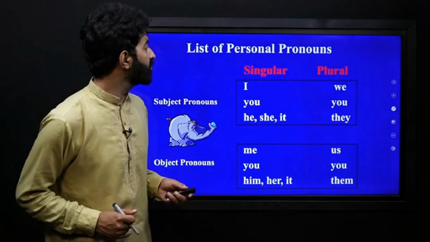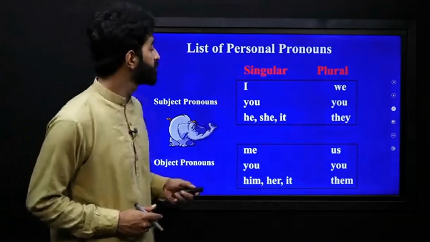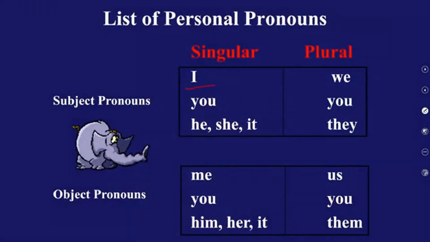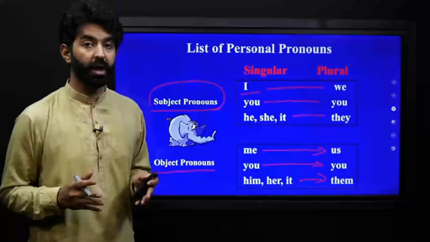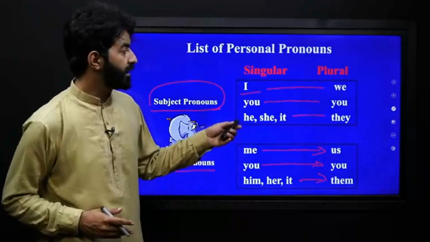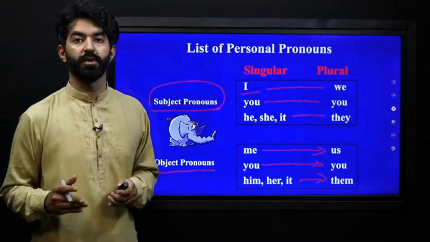Now let's see a list of some personal pronouns. Let's talk about subject pronouns first. I will be pluralized by we, you will be you, he, she, and it will be they. In object pronouns, me will become us, you will be you, and him, her, or it will be them. So in both cases, subject and object pronouns, we can easily see that by using these rules we can change singular into plural.